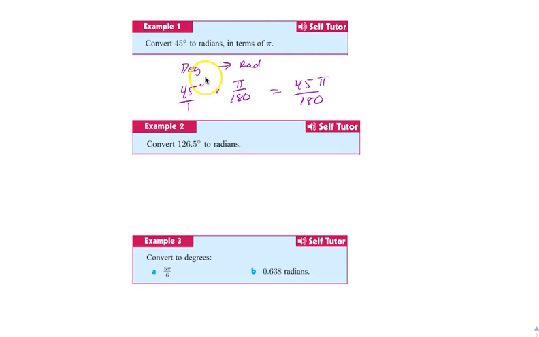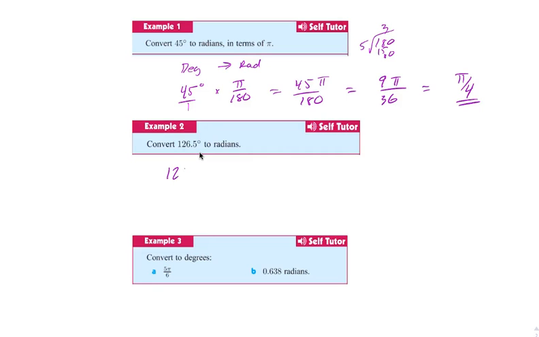Once we multiply, we just drop the degree sign. Then you can reduce it. They both divide by 5, so 9 pi over 180 divided by 5, so it's 9 pi over 36. And they both divide by 9. So pi over 4. So again, if you want to convert 45 degrees to radians, you just multiply by pi over 180.